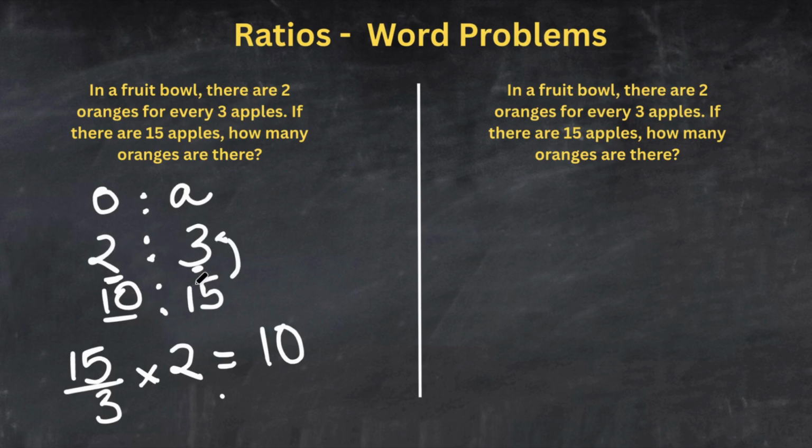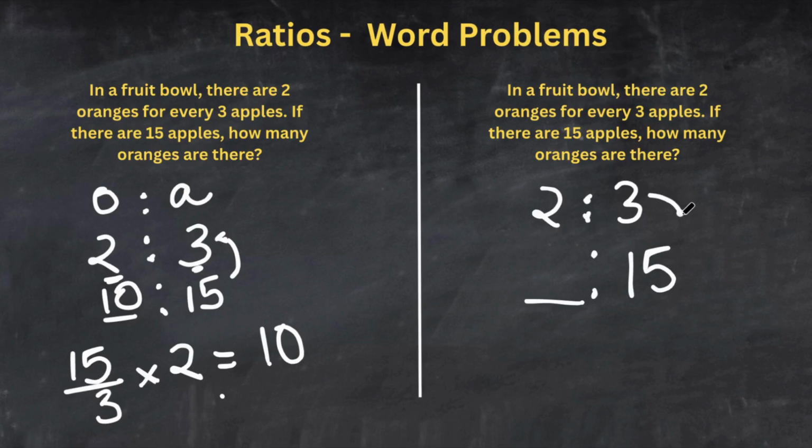Okay, and let's do it by my way, right? So the ratio of oranges to apples is 2:3. We don't know the quantity of oranges, but we know the quantity of apples. Now what do you do to 3 to get 15? You do it times 5. So you do the same here. You do it times 5, and 5 times 2 is 10. So you see, you get the same answer.